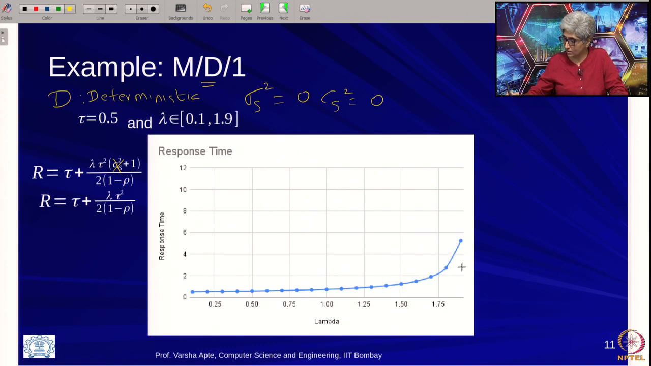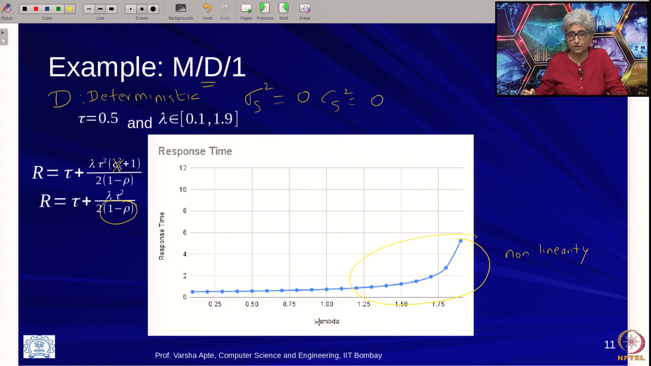It is just to show, remember the non-linearity is there, this is non-linearity. As lambda increases, it is the utilization that is going to increase, and the non-linearity is there because of this, okay. Initially the growth is slow and then the growth is fast, okay.